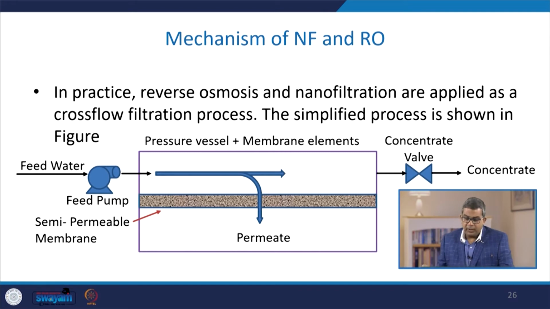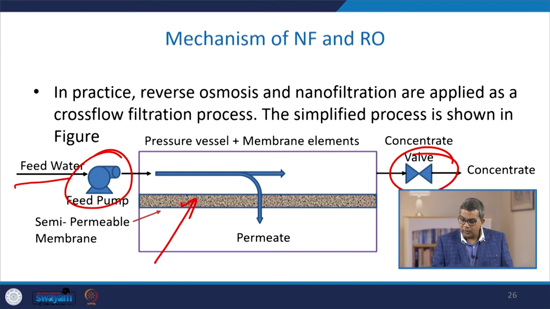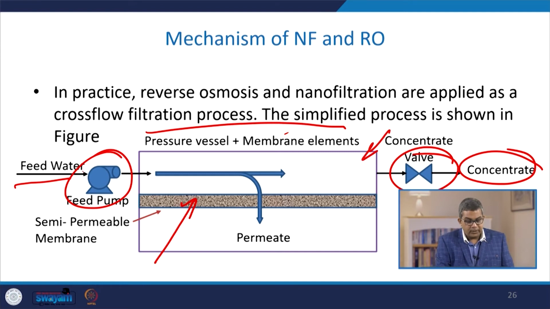Now, let us have a discussion about the mechanism of nanofiltration and reverse osmosis. In practice, reverse osmosis and nanofiltration are applied as cross flow filtration, which we had already discussed. The simplified process is shown here. Here you are supplying the feed water. This is the feed pump, and this is our semi-permeable membrane, and here we are passing through the concentrate. This is a pressure vessel plus membrane element. So this is my pressure vessel. The feed water comes through the feed pump, the permeate comes out over here, and the concentrate goes in this particular direction.